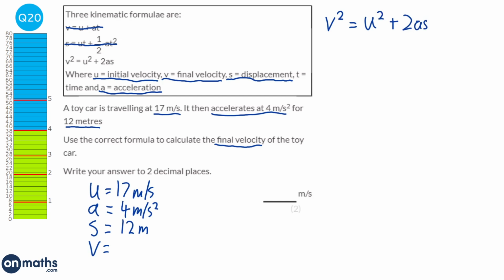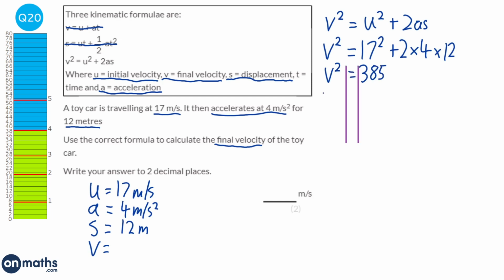Okay, let's fill in what we know. Well, we're looking for v squared. Well, we're looking for v, so we'll leave that. And so it's going to be 17 squared plus 2 times 4 times 12. And then when you work that out on a calculator, that comes to 385. And we're going to do some quick solving here.